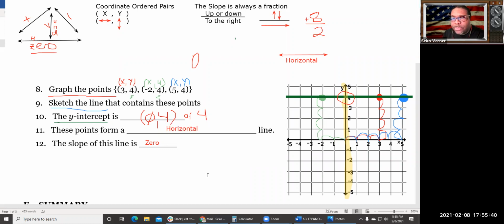So now with this, you should be able to knock the rest of these problems out in 5-3.